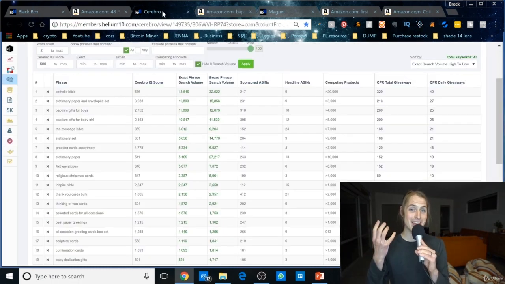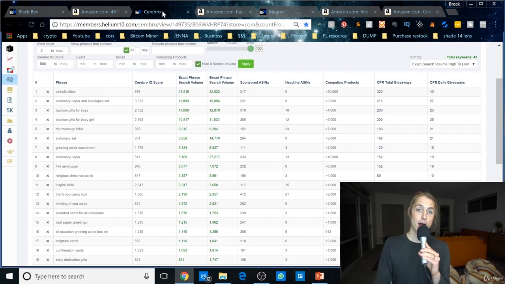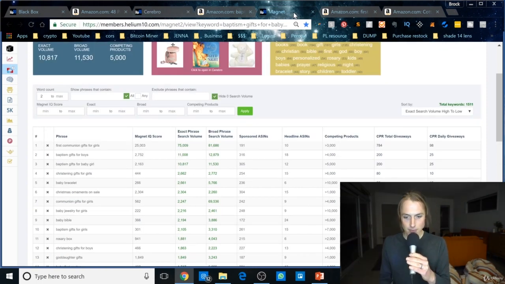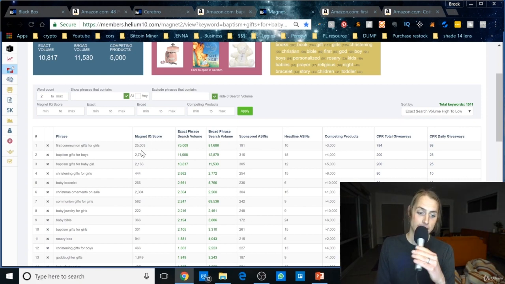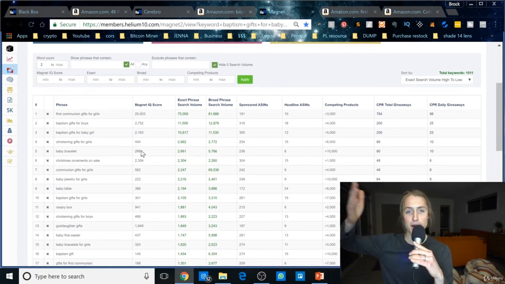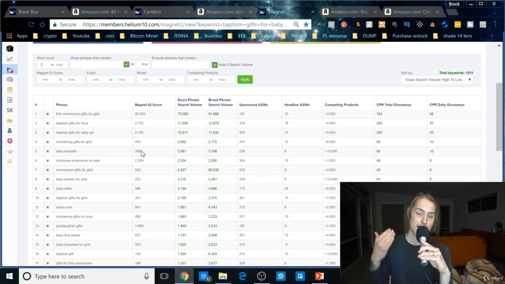Now we take the interesting keywords from the reverse ASIN search of Cerebro and put those into Magnet. That's going to give us even more. Once we have all of that, we can find these really underserved keywords. You can keep rinsing and repeating this process, and if you get too far out of the niche, just go back. This is the method you'll use to find where the best opportunities within a niche are left.